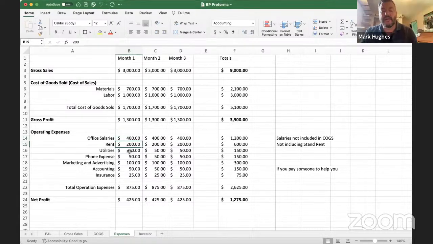If you had another location, then you would pay for rent down in office expense and rent.